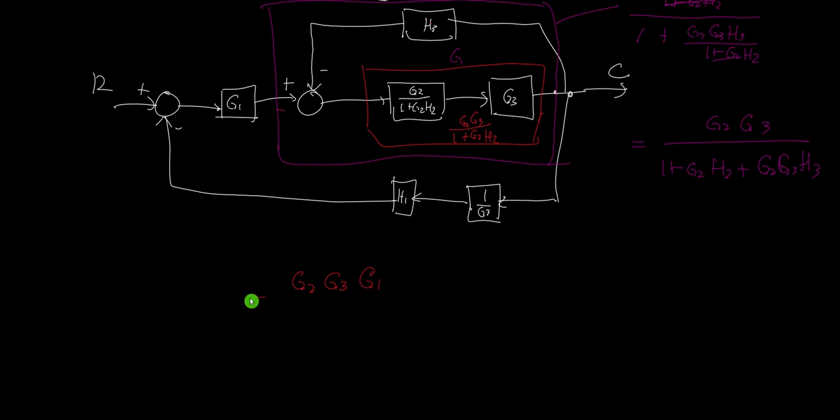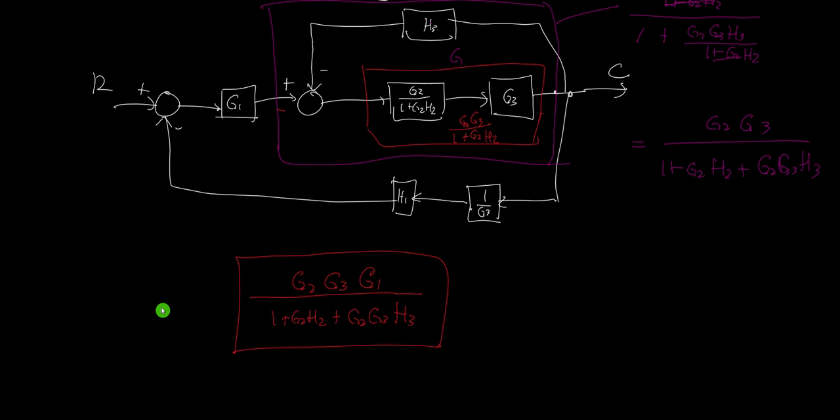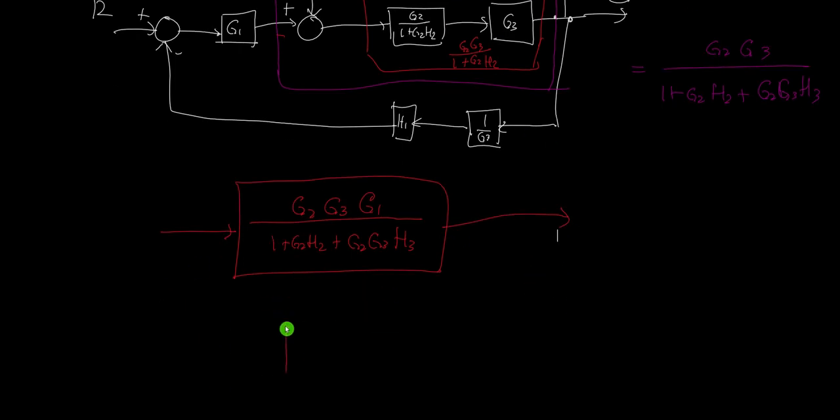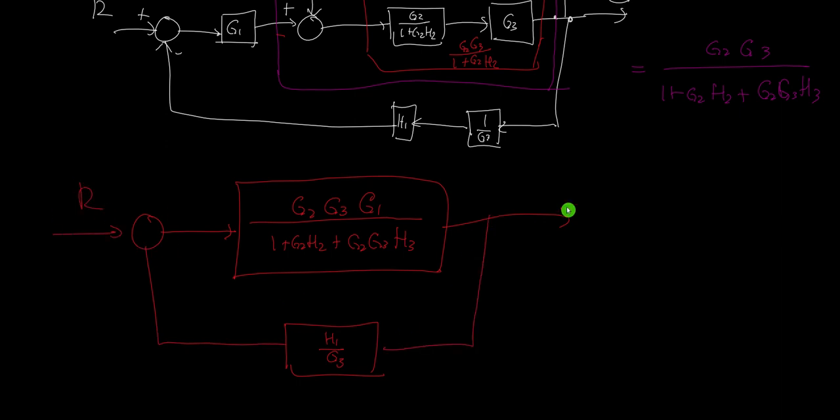All over, this is the same thing. 1 plus G2, H2 plus G2, G3, H3. So this is our equivalent block in the forward path. And for the feedback path, it's the product of the two, H1 all over G3. So we have a summing point, go back here, take a point, then we have an input R, output C. This is minus, that's plus. So we can now solve for C over R.